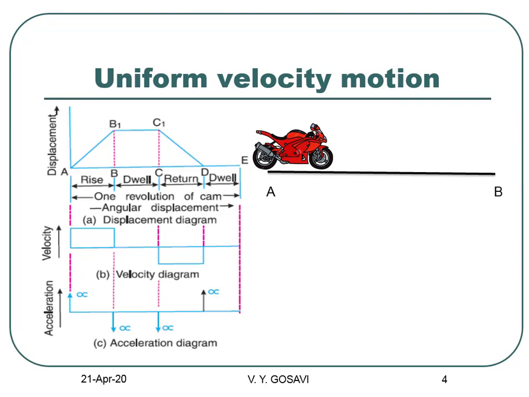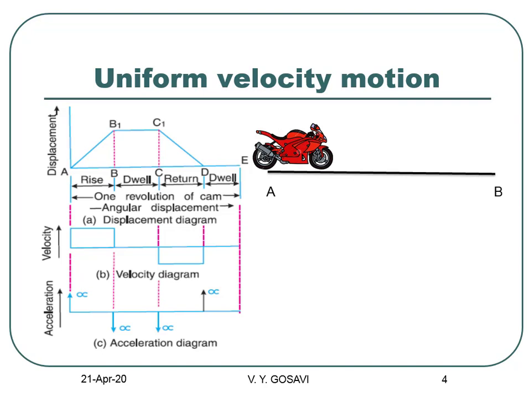For example, consider a bike that moves from point A to B. When we start the bike, speed gradually increases from 10 to 20, then 20 to 30, then 30 to 40, and so on. After some time, the bike will run with constant speed, let us say 50 km per hour.